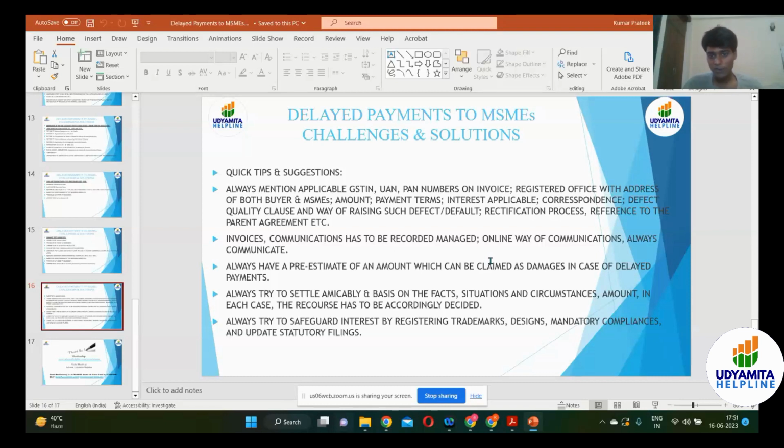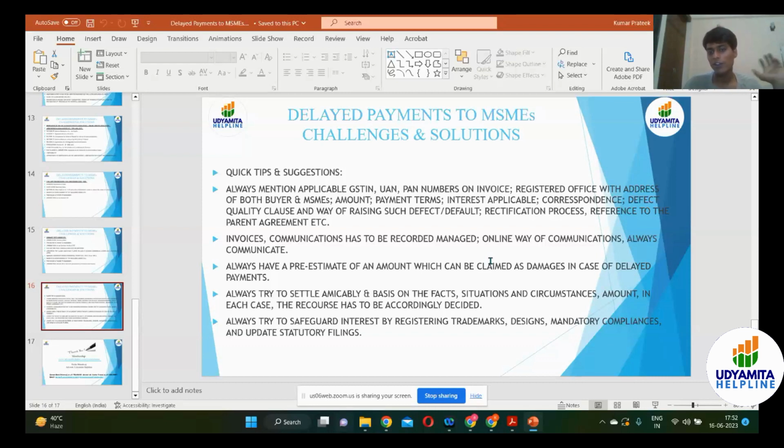Last, always try to safeguard interest by registering trademarks and designs, meeting mandatory compliances, and updating statutory filings. These things are not very much taken care of by the enterprises that I've seen, but all of them safeguard you from a lot of trouble that you might face in the future, right? By registering trademarks, I've seen people continue to operate without trademarking their business or their brand, and they do not have any real recourse to restrict other parties from using the same name. You can go for passing off actions in CPC, but it has wider requirements to prove the passing off action.